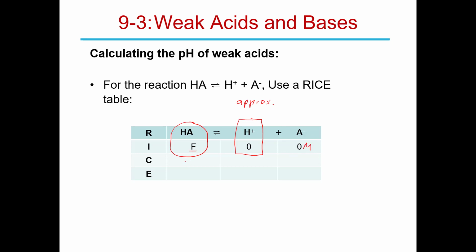Then we're going to get some change. We don't know what that change is going to be, so we're going to call that minus X. So using the stoichiometry, we're going to get plus X moles per liter of H plus being made, and plus X moles per liter of A minus being made. Then we just add down the columns.